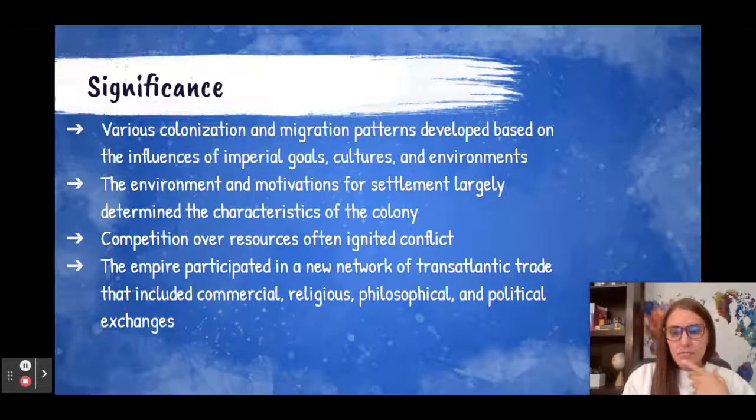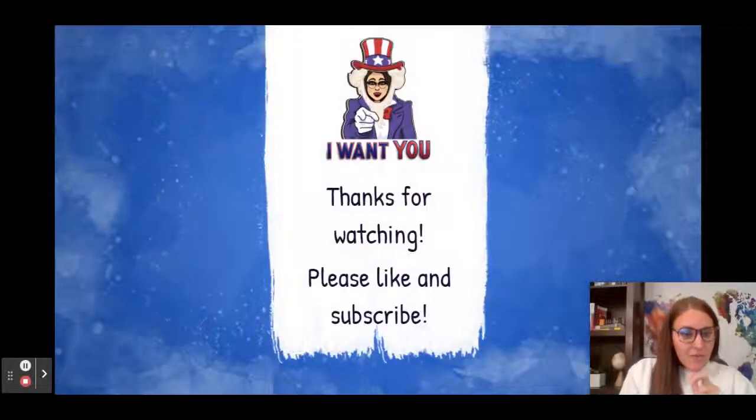And then finally, the empire participated in a new network of transatlantic trade that included commercial, religious, philosophical, and political exchanges. So as the colonies develop, they're going to create new trade networks. And within those trade networks, it's not just any goods that are exchanged, but it's also ideas and culture and all of that.